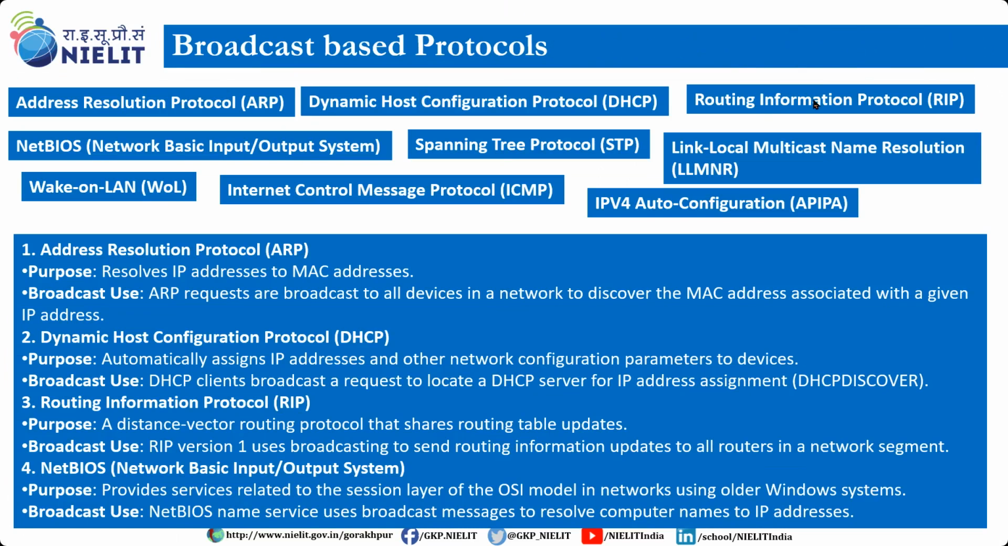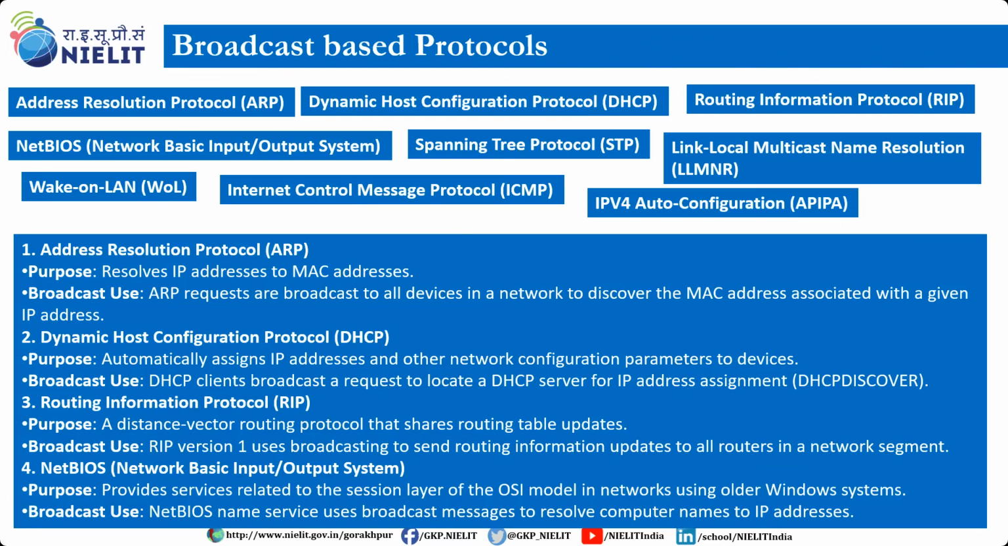So the ARP protocol will be explained in the next few slides. This ARP protocol, DHCP, dynamic host configuration protocol, routing information protocol, NetBIOS, spanning tree protocol, link local multicast name resolution protocol, wake on LAN, ICMP protocol, IPv4 auto configuration messaging. All these protocols are based on a broadcast based communication mechanism. So their mechanisms are dependent on broadcast based traffic.